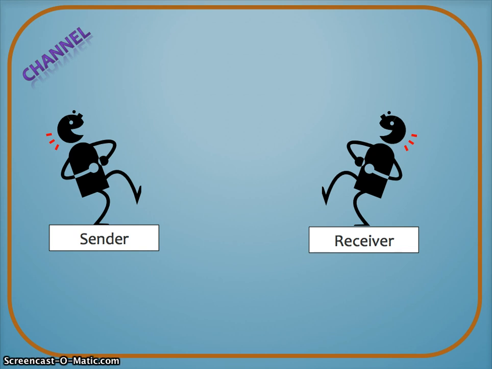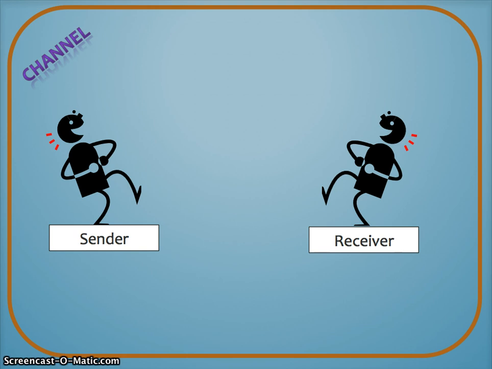We can't have, arguably, communication with just one person. We can have a whole conversation about that, but that's not what the point of this model is. So the sender is going to be the one that's creating the message, and the receiver is going to be the one who's going to be interpreting the message. So the three parts we have so far are the channel, the sender, and the receiver.